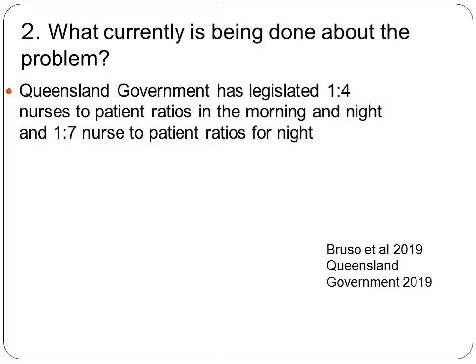The government has recommended 1:4 nurse to patient ratio in the morning and night and 1:7 nurse to patient ratio for night. The lower nurse to patient ratios provide safety, less workload, staff satisfaction, and workforce sustainability. It also provides patient satisfaction and improves patient outcomes by reducing the readmission rates and mortality rates.